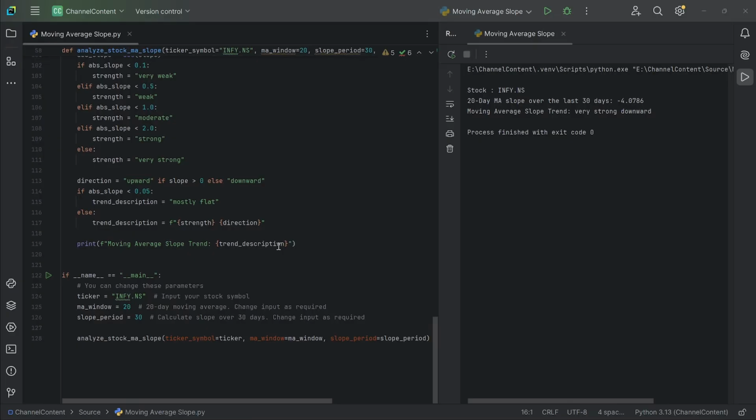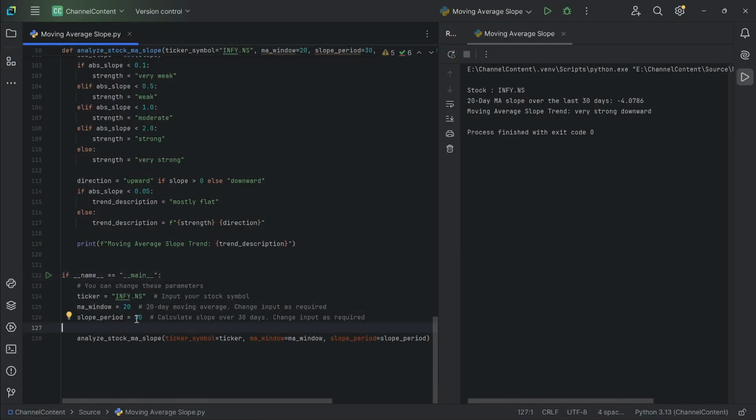The code is pretty simple. It takes three inputs. One is the stock code. In this case, I'm using Yahoo Finance. The second input is the moving average window that you want. In this case, I've just kept 20, since I'm considering daily candles here, and a 20 MA is basically a good measure of MA to look at.